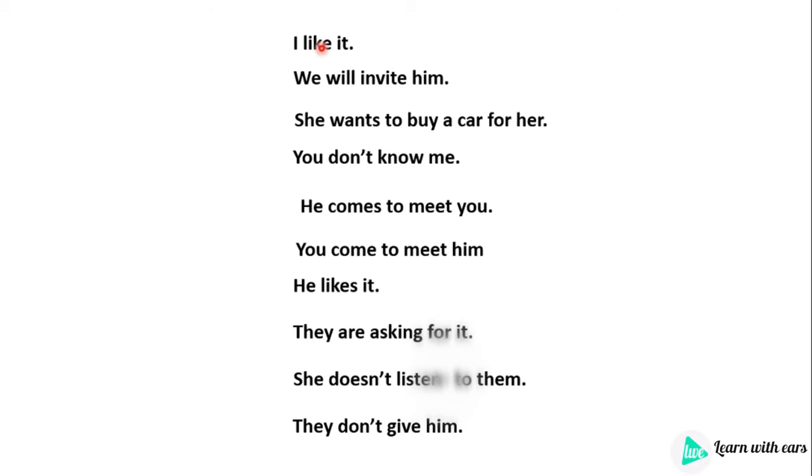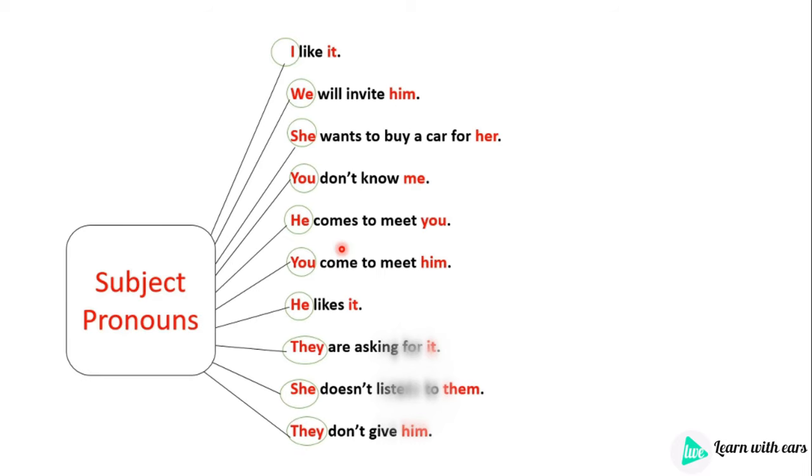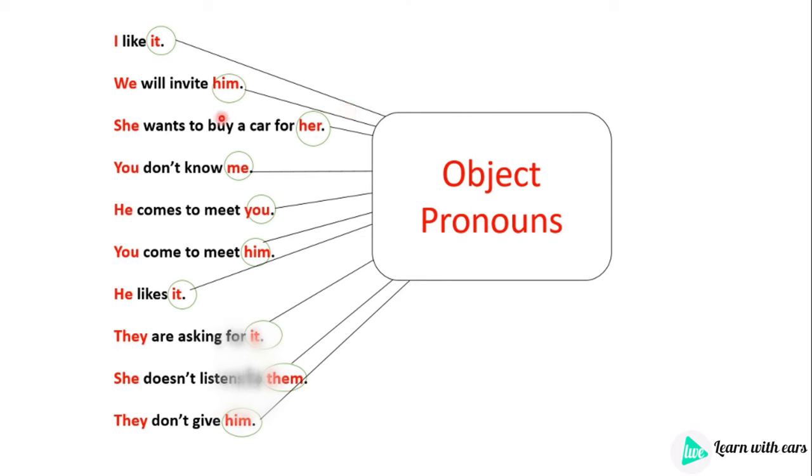So here you can notice I, we, she, you, he, they, she, they. These all are subject pronouns. Okay. Because they are coming and starting. They are doers. And here it, him, her, me, you, him, it, them, him. They are object pronouns. These are subject pronouns. They are doers. And these are object pronouns. These are receivers. Okay? These are doing the actions and these are receiving the actions.